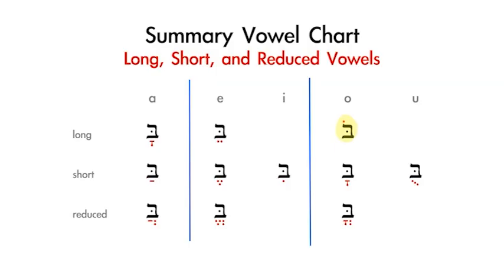Additionally, the O and U class vowels are related in terms of long, short, and reduced O, and then the short U. So this little subgrouping between A, E, I, and then O, U is a helpful way to memorize some of these vowels and symbols and to classify them.